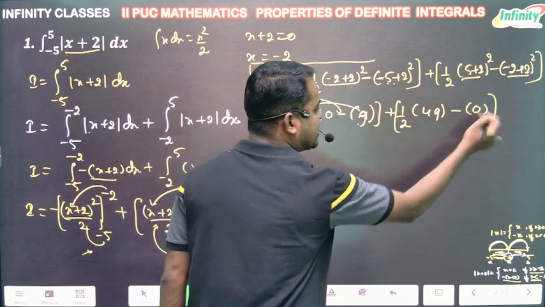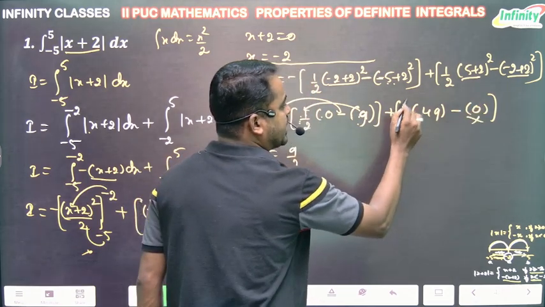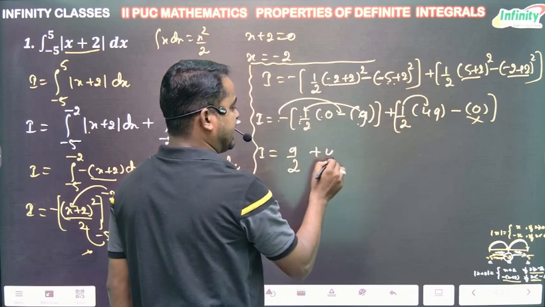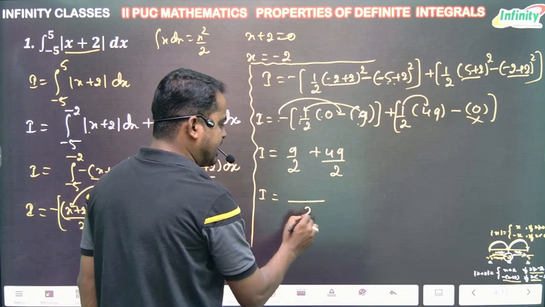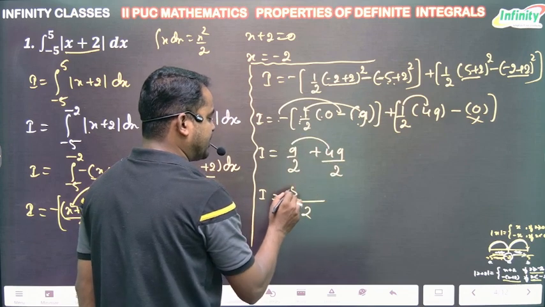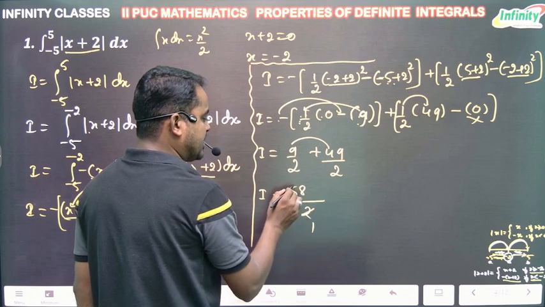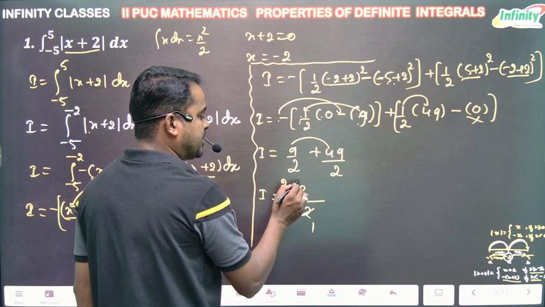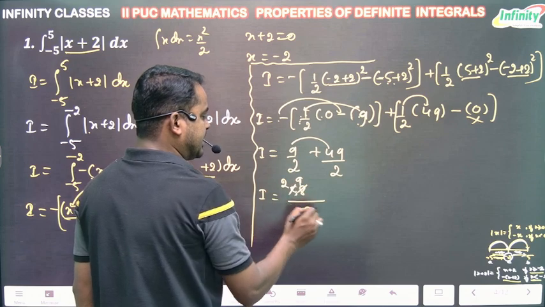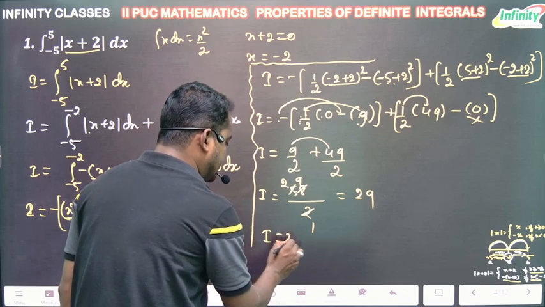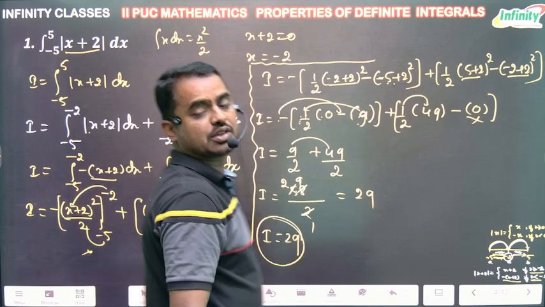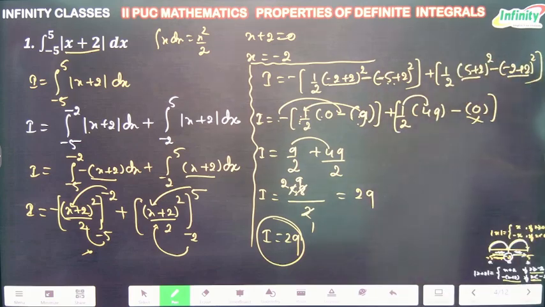Now similarly 0, leave it, this 0, 1 into 49 plus 49 divided by 2, that is I is equal to, denominator is same here, 9 plus 49 will be 58. Now 2 ones are 2, 2 twos are 4, 1 remains here, 2 nines are 18, that is equal to 29. I is equal to 29. In this manner we have to solve the problem. So it is a very easy problem.